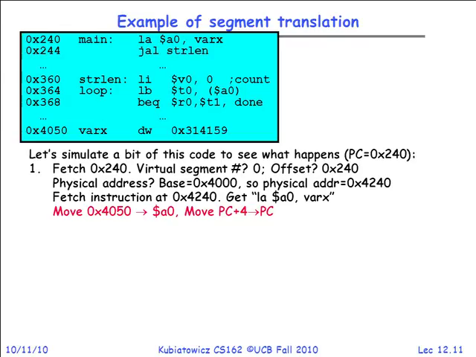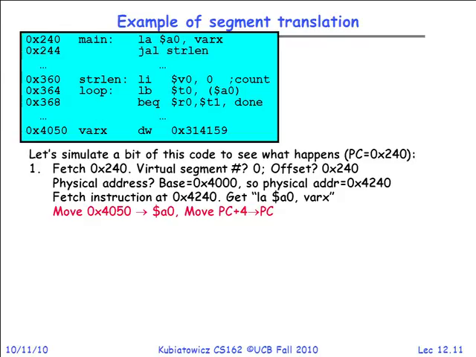So all the addresses that the processor deals with are virtual addresses, and the only time we ever translate is when we're going to DRAM. So the only time we translated was right here. When we go to fetch 240 hex, we actually have to go to DRAM.